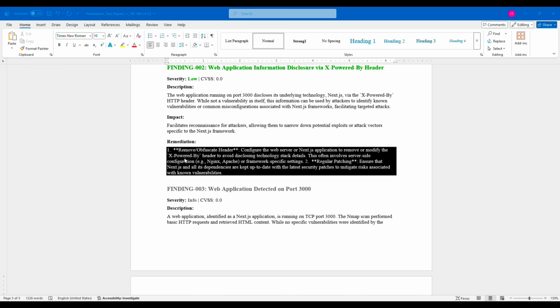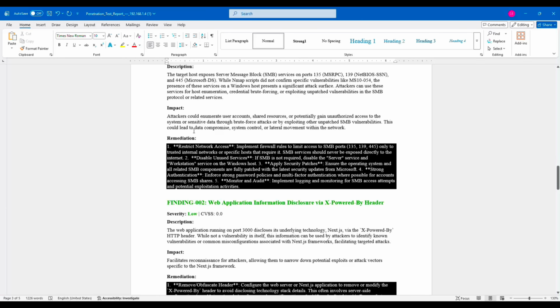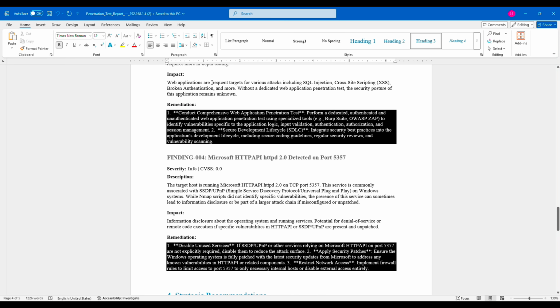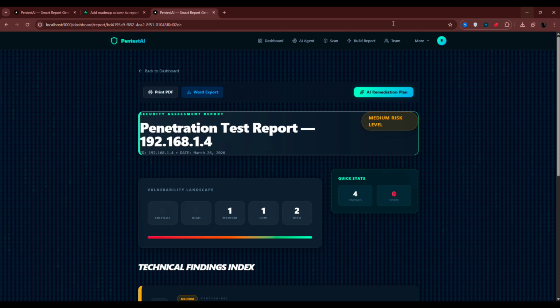Okay, as you see here, it has already created the remediation plan in the Word file. Here you can see, right? We can download the Word file from here. The remediation is already created. This is also from the AI, which I have integrated using the Gemini API.